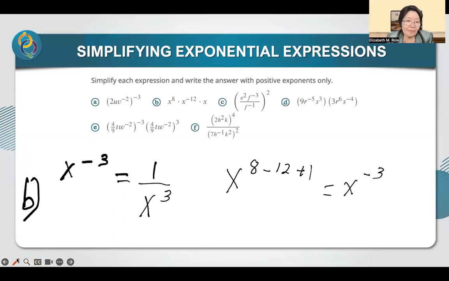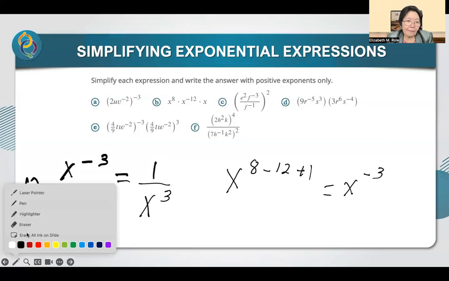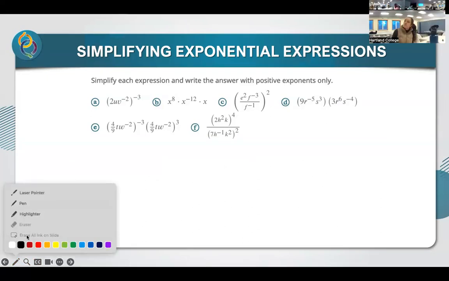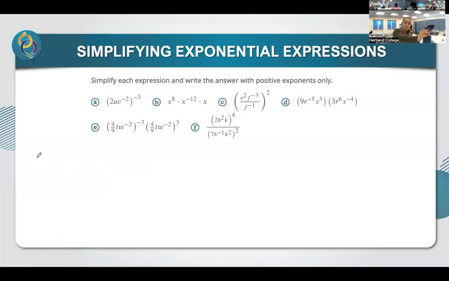Now let's see with your number 1, letter A. Who has an answer for letter A? 2UV to the 6th power, V to the 6th power, to the 5th. Then what happens to your 2 and your U? The exponent for the 2 is negative 3, then the U also gets negative 3.